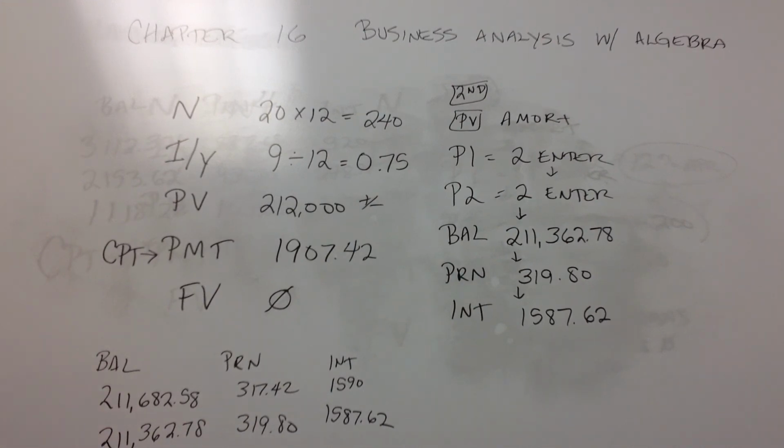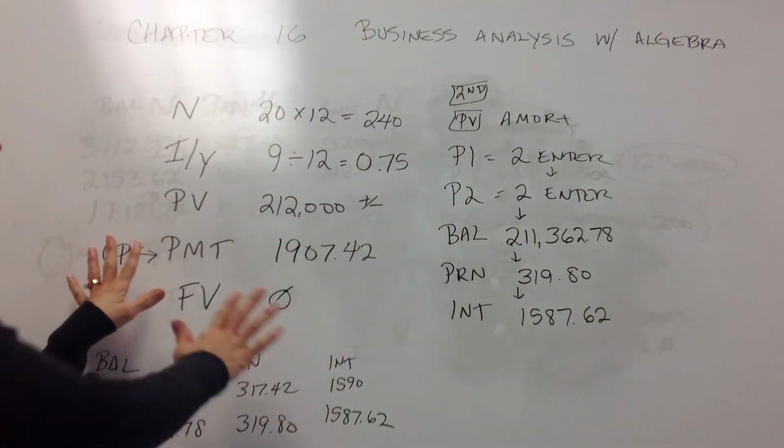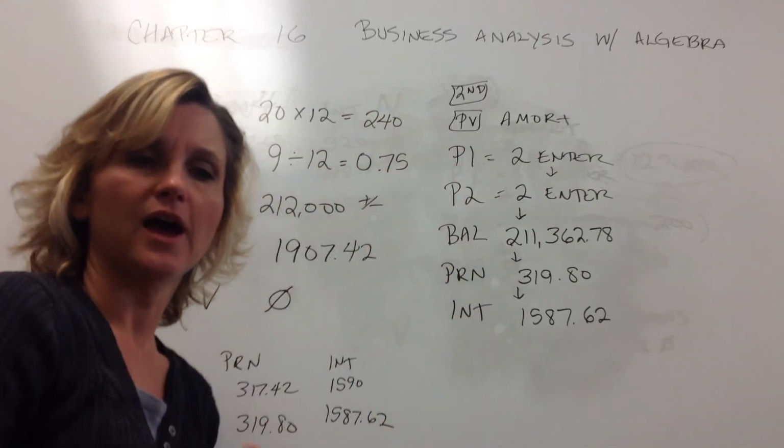All right, so then that is it for Chapter 16. So again, we're using the same time value of money keys that we did, but now we're adding this amortization function. So play around with that and get comfortable.